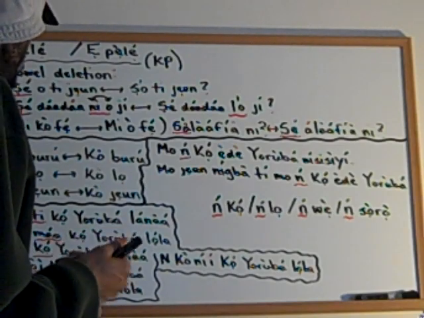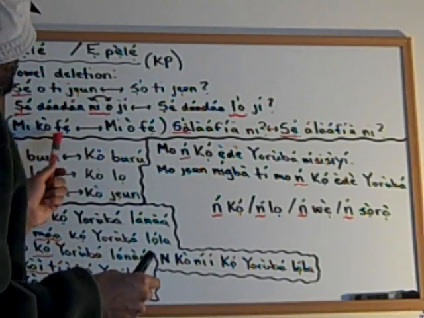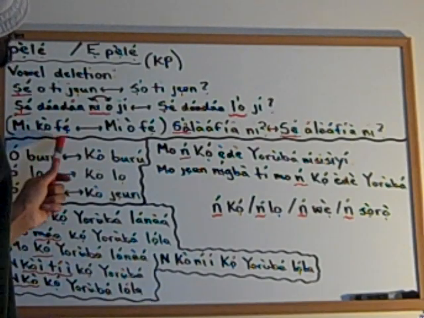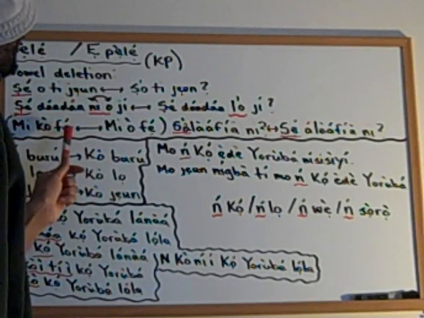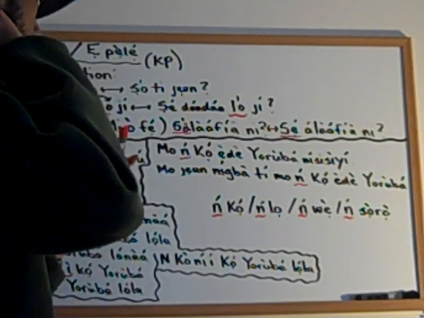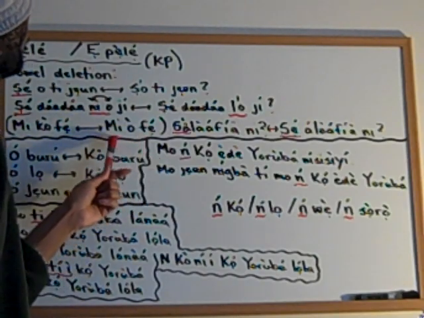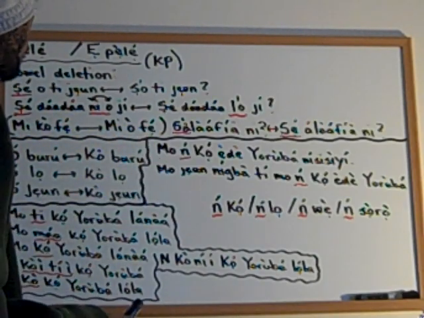Okay, what's another one? Oh, here's another one. Mi ko fe. This is like, I don't want it. Mi ko fe. But when they say it fast, it'll be mi o fe. Mi o fe.